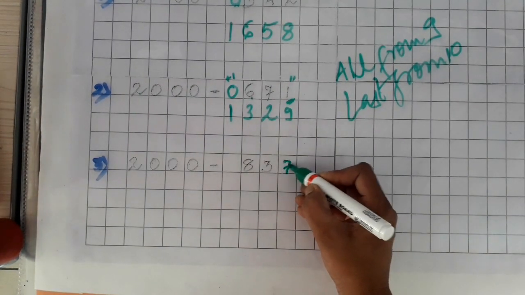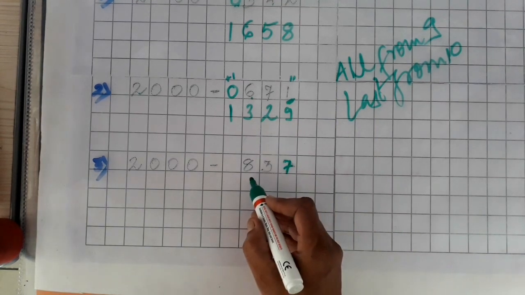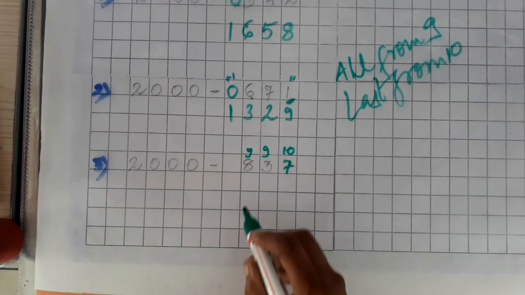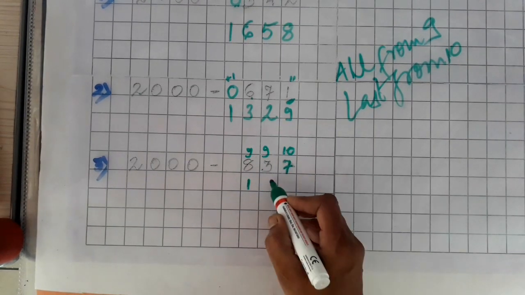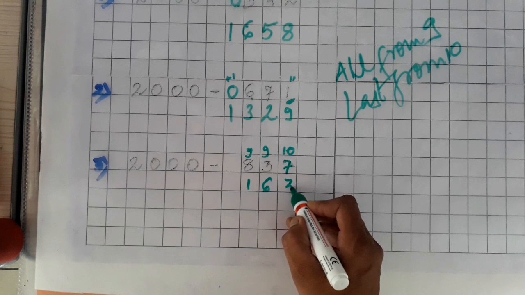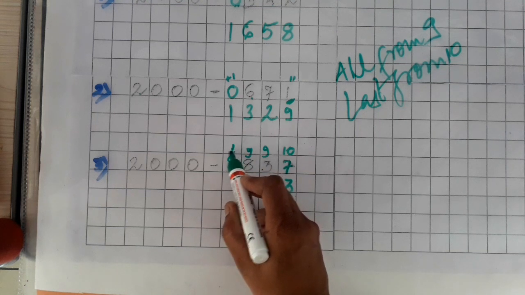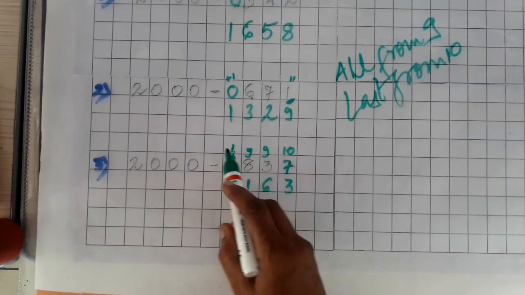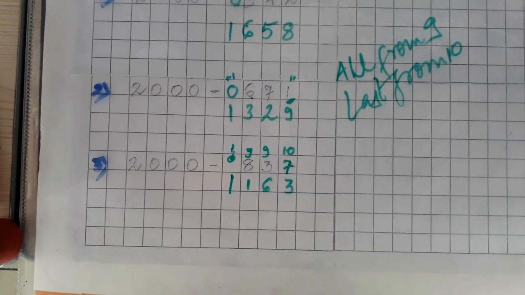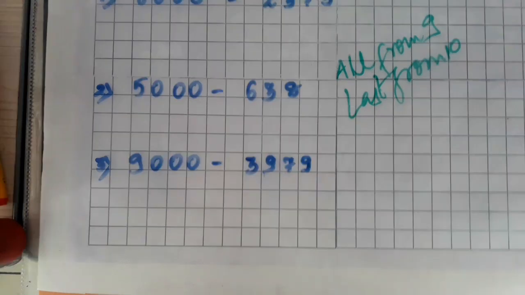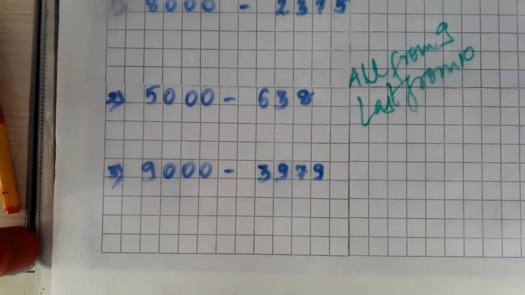Come to the next question here. This is your 837, right? Now I will subtract these numbers from 9 and the last from 10. So 9 minus 8 is 1, this will be 6, this will be 3. And nothing is there, which means you have to assume it to be 0. Then 1 is to be subtracted from 2, so 2 minus 1 is 1. So your final answer is 1163. Let us do a few more questions.